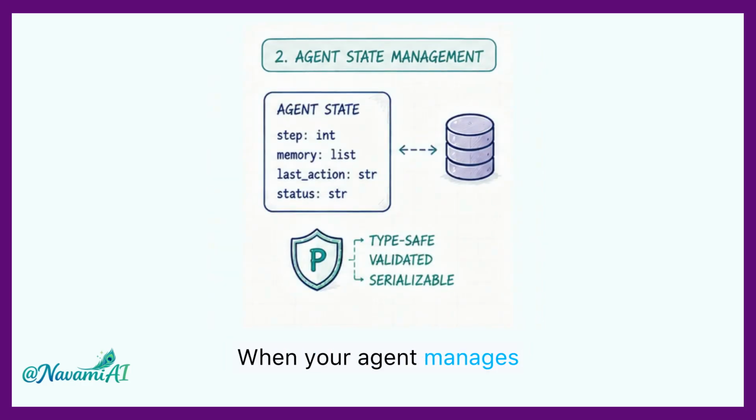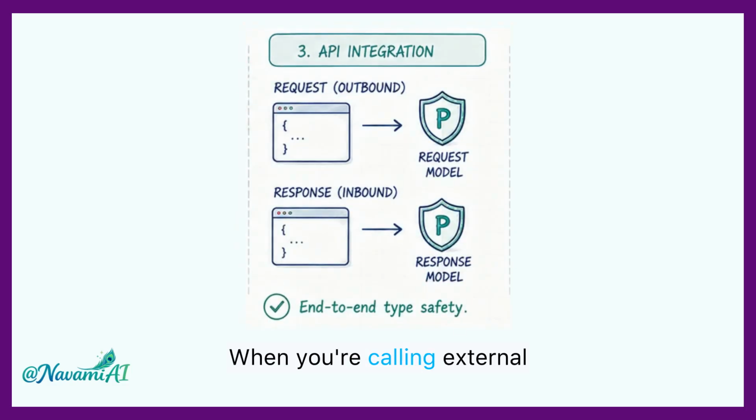When your agent manages state across multiple steps, that state lives in a Pydantic model, type-safe, validated, serializable. When you're calling external APIs, Pydantic models represent both the request and the response, giving you end-to-end type safety. This is why Pydantic is listed in virtually every AI agent engineer roadmap. It's not optional, it's foundational.